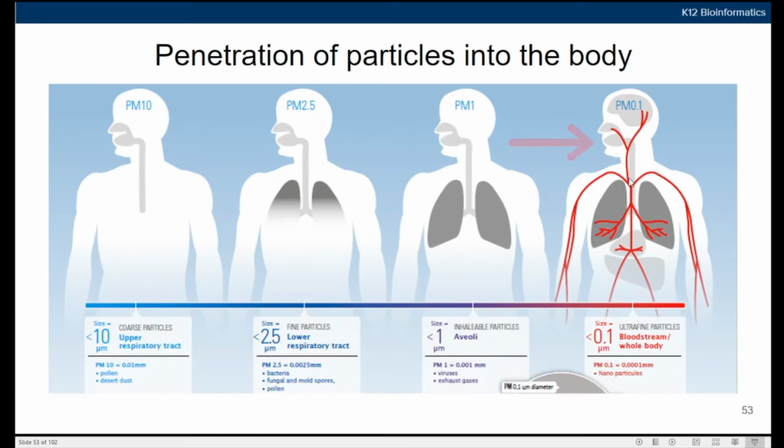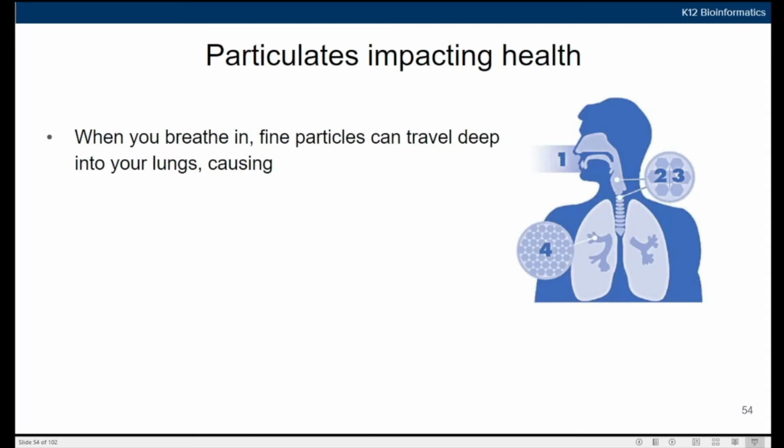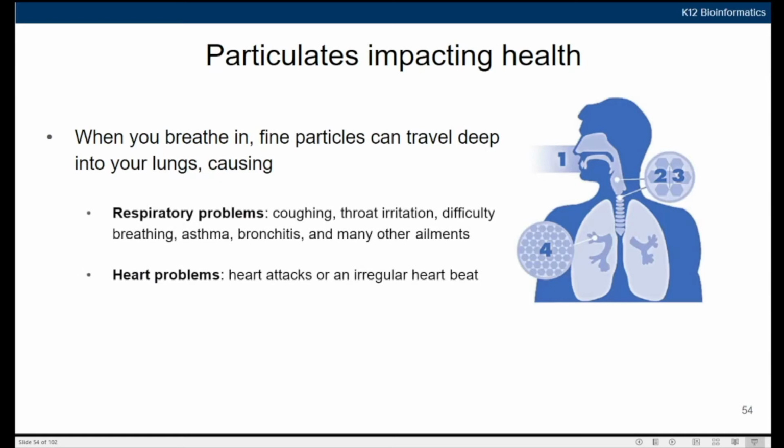Furthermore, particles at the scale of less than 0.1 micrometers, otherwise known as nanoparticles, have the potential to infiltrate the entire bloodstream. Notably, sand particles blown into the air from dust storms in the Sahara Desert have been observed at even the nanoparticle scale. Here we further consider the potential health impact of particulates in the respiratory and cardiovascular systems. When you breathe in the fine particulates, they can travel deep into your lungs, causing respiratory problems such as coughing, throat irritation, difficulty breathing, asthma, bronchitis, and many other ailments. They can also cause heart problems such as heart attacks or irregular heartbeat.